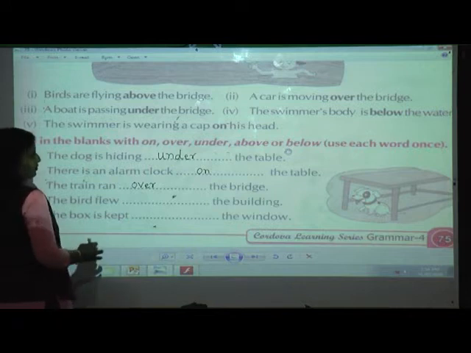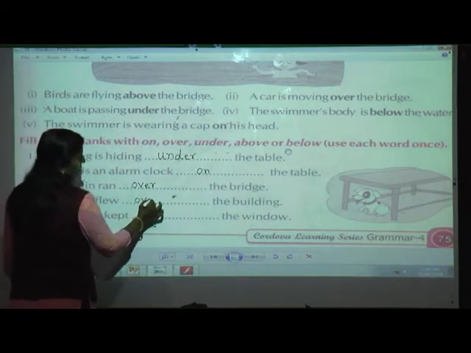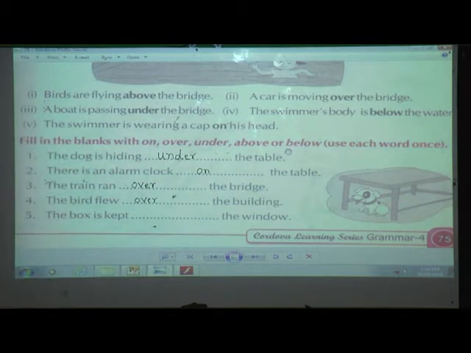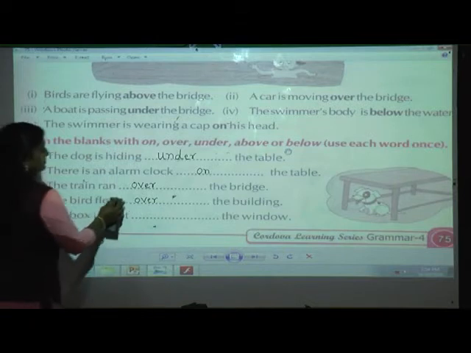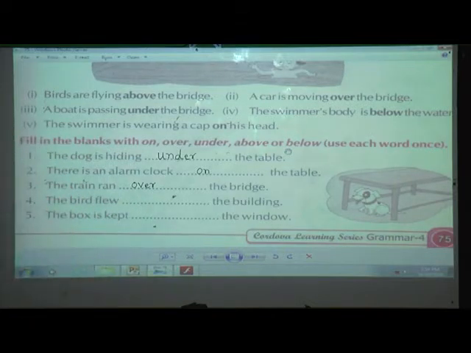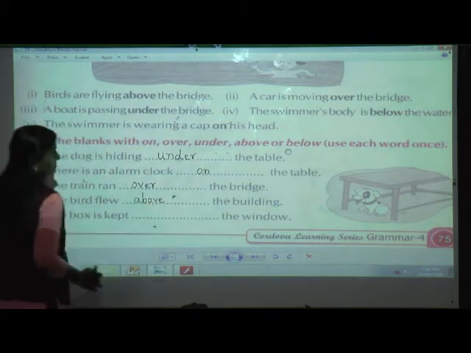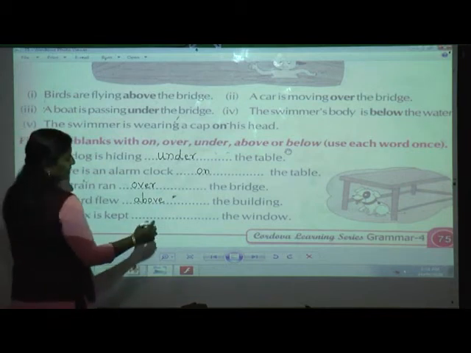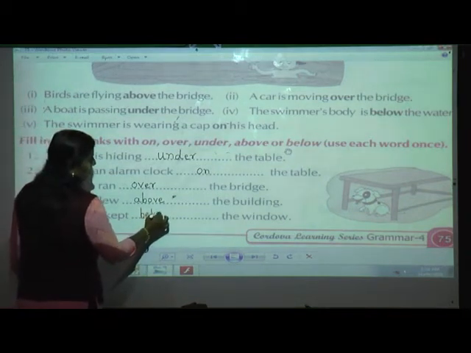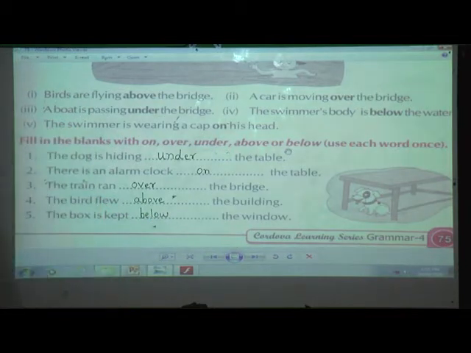The bird flew over the building. The box, here we can use above. The bird flew above the building. The box is kept dash the window, below the window. And in this way we have used the prepositions under, on, over, above and below. Done?